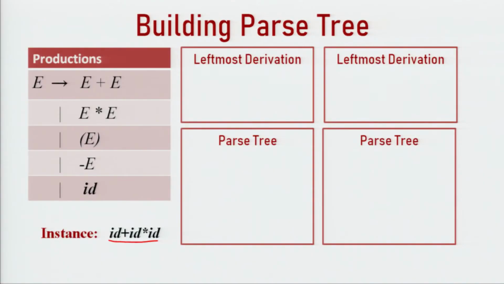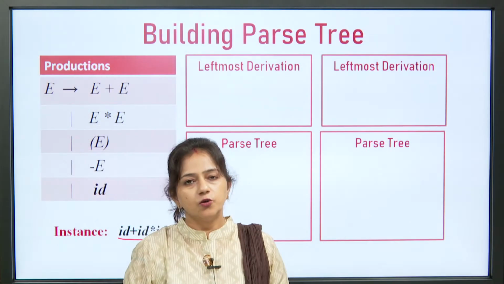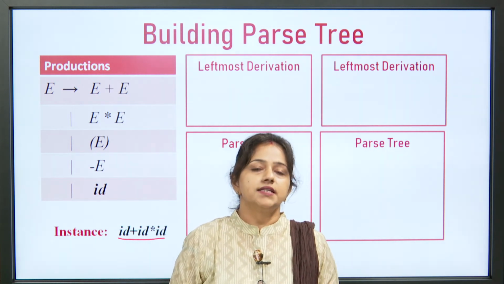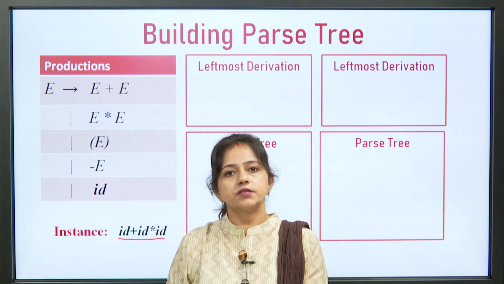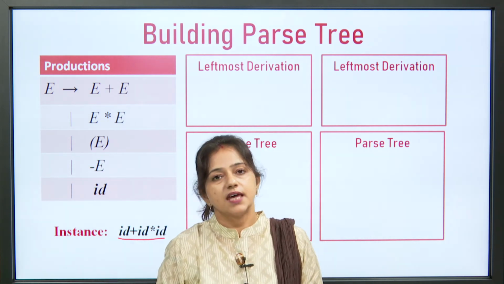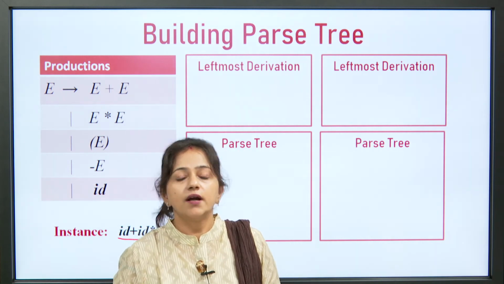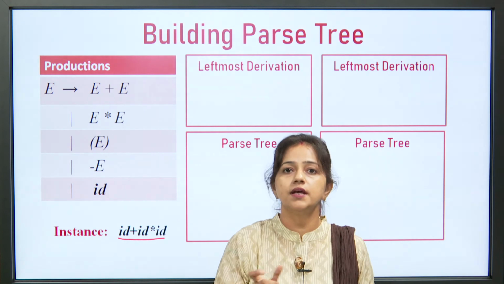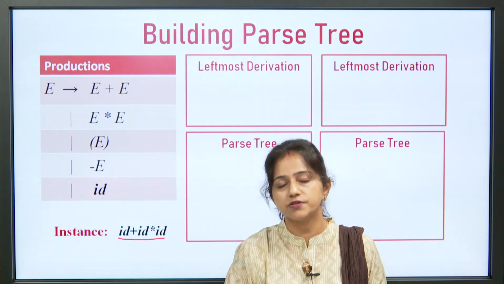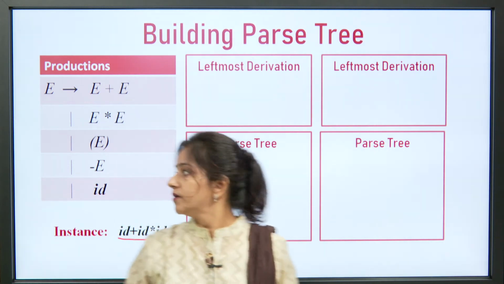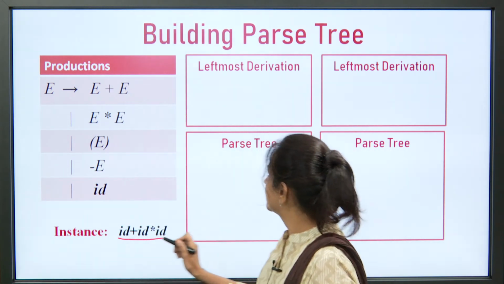Now, next example, there are 2 important points. It is not hard to see that every parse tree will produce a unique leftmost or unique rightmost derivation. Simultaneously, it is not necessarily true that every instance will have a unique parse tree or unique leftmost or rightmost derivation. This will be very clear in this example. Now, suppose we have this grammar and this is the instance.